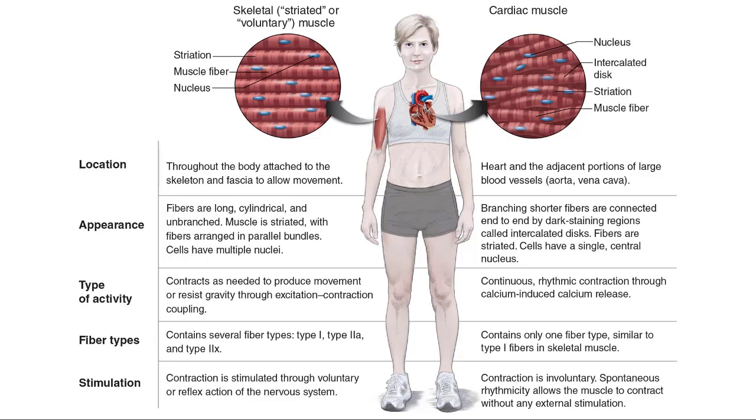And so the cardiac muscle is all type 1 or similar to type 1 muscle fibers. Very low force output, doesn't need that much force, and fatigue resistant. And then the stimulation, which we talked about in the previous slide. The skeletal muscle requires input from the nervous system for contraction, whereas the cardiac muscle is spontaneous and involuntary. It's rhythmic, it's set, and it does not require external stimulation.